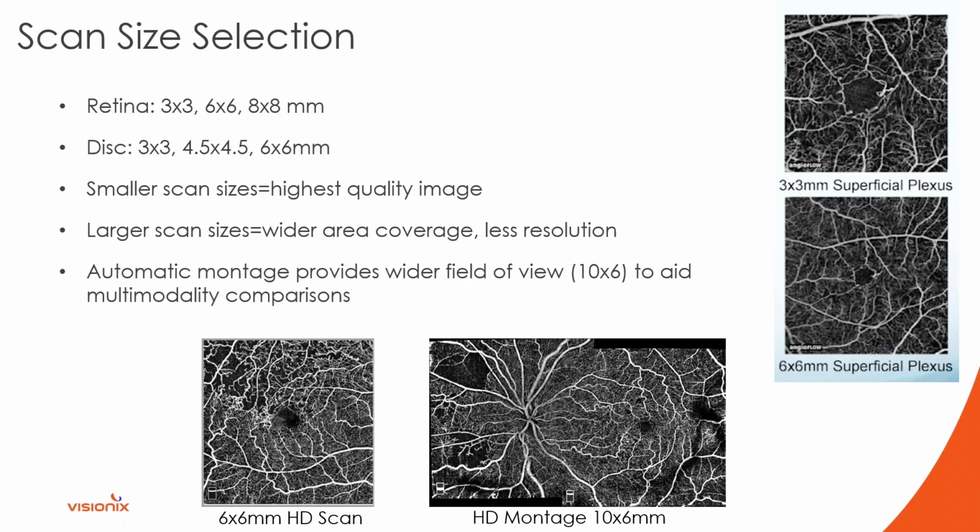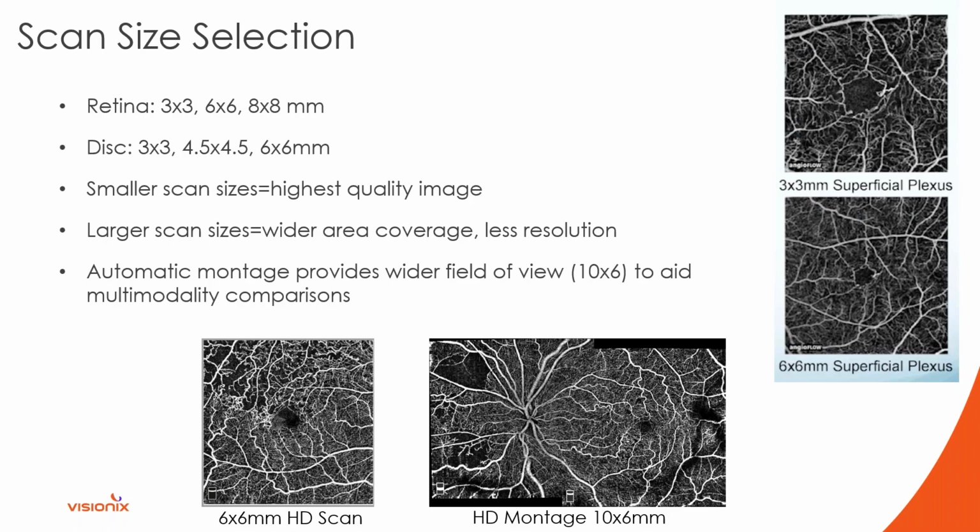An example of that is on the right-hand side of the screen. This scan over here is a 6x6. You can see the foveal avascular zone right here. And what I'm noticing, and I'm going to talk about this in just a little bit, is there are some anomalous vessels around the FAZ, or foveal avascular zone.